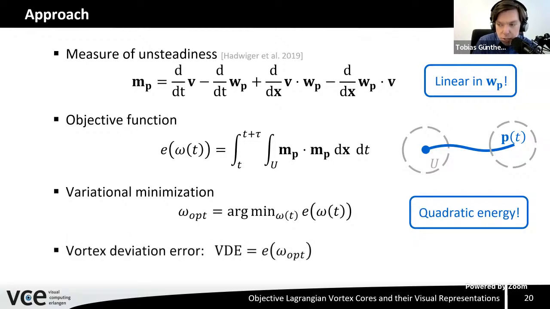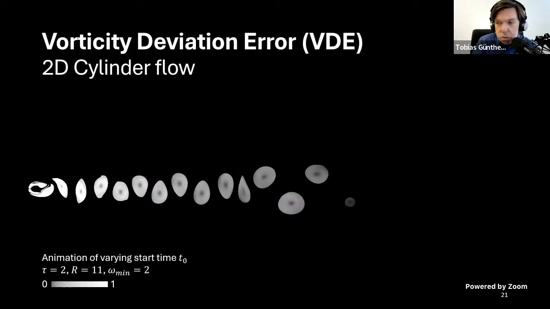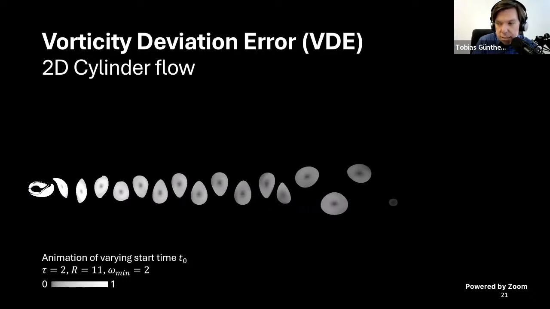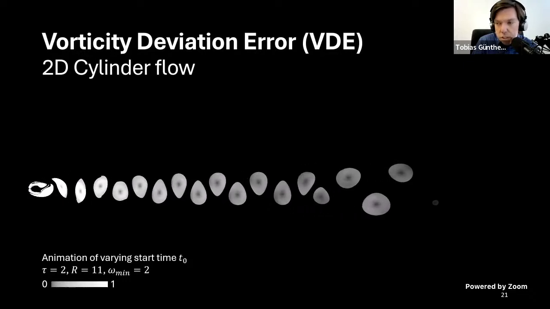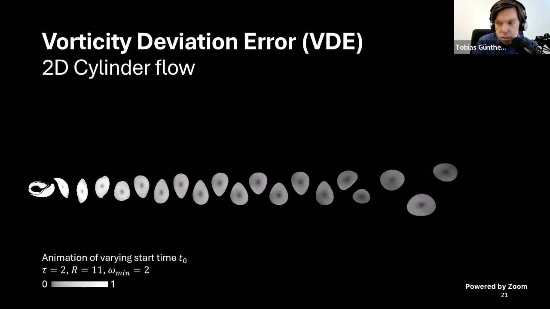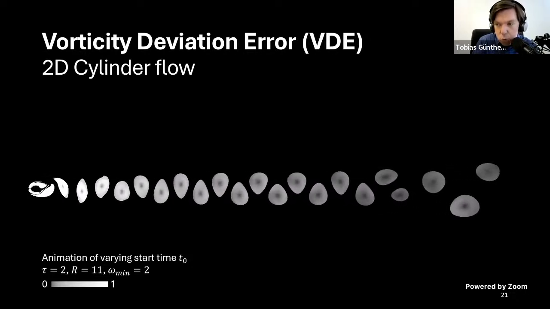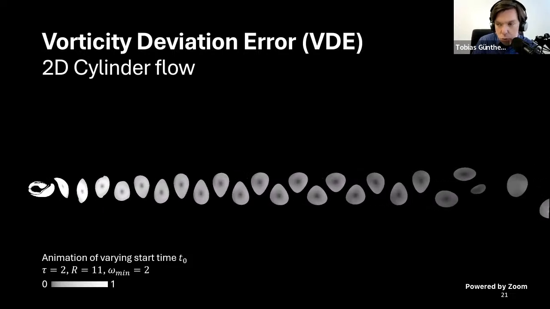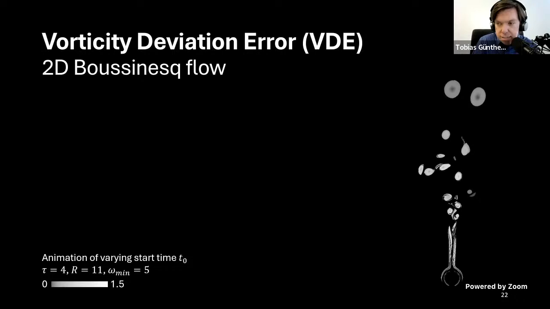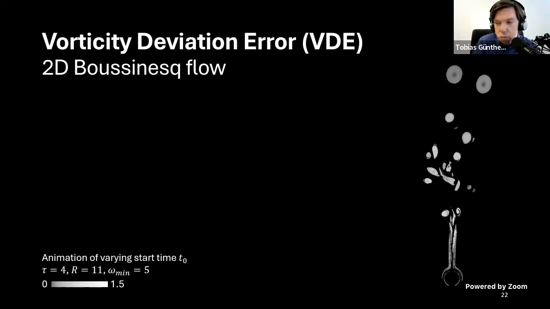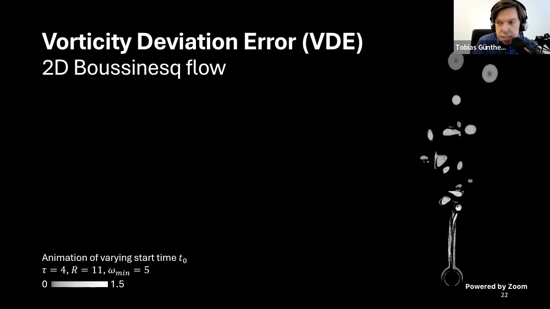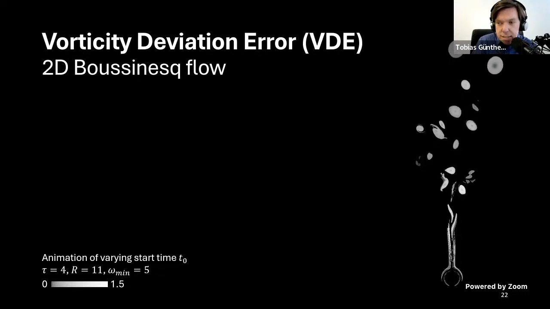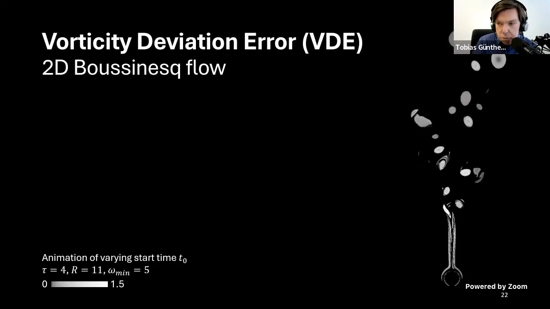We call the energy residual VDE, which is short for vortex deviation error, and this is what VDE looks like. It's a scalar field here shown for the Kármán vortex street. Inside each vortex region, there is a distinct minimum of the VDE measure, which we use to define the center of the vortex. In a slightly more complex example of a flow around a heated cylinder, we can see that the VDE is nicely temporally stable and very smooth.